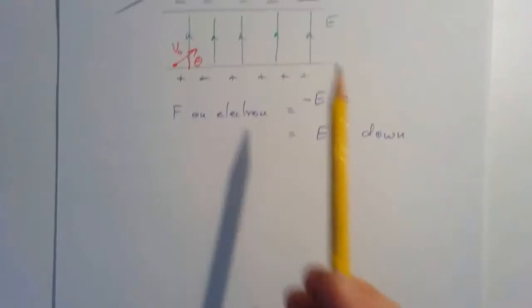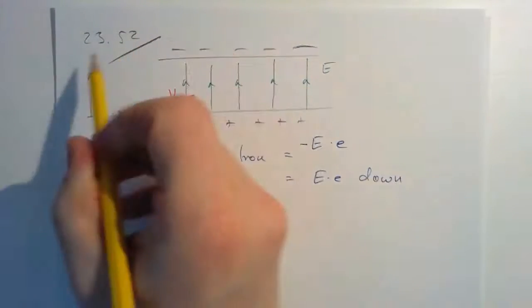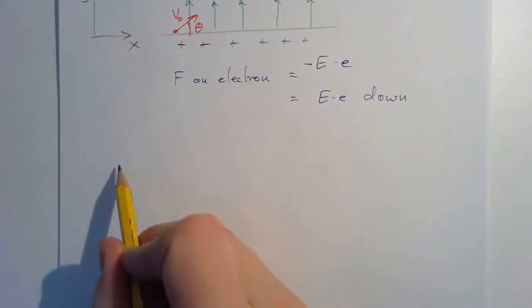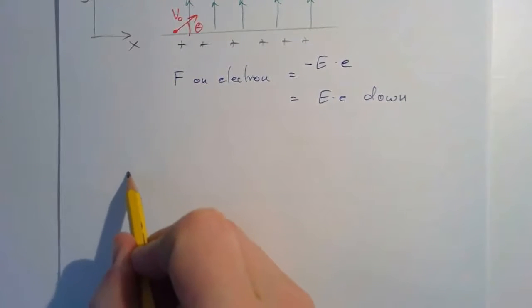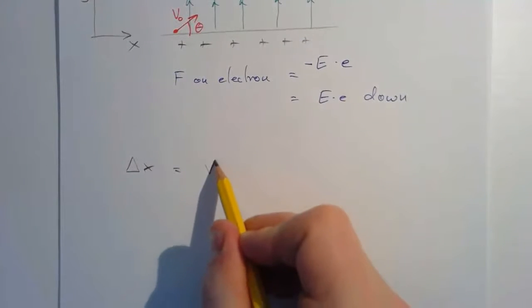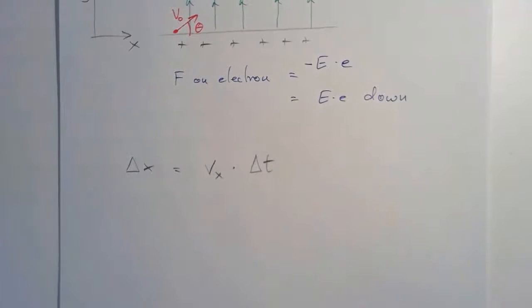We have an x direction. Let's label those. So I'm going to go with the usual. This is my x. This is my y. In the x direction, the distance traveled is the velocity in the x direction times the time interval.